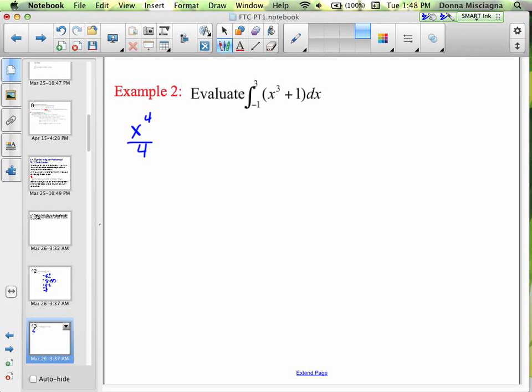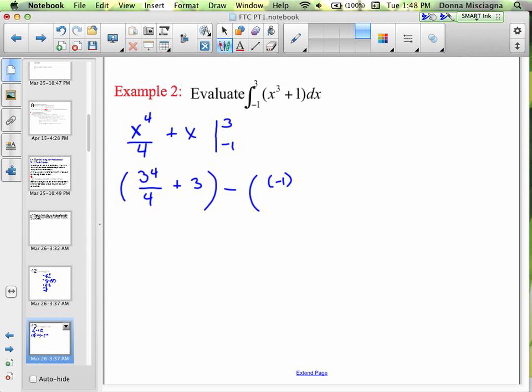So that would be x to the 4th divided by 4 plus, and to integrate 1, that would just be x. And we're going to evaluate that from -1 to 3. So we'll plug in the 3 and simplify, and then we'll plug in the -1 and simplify. And use parentheses. So we have 3 to the 4th divided by 4 plus 3. So we evaluate everywhere at 3, and then we evaluate everywhere at -1, and then we substitute.